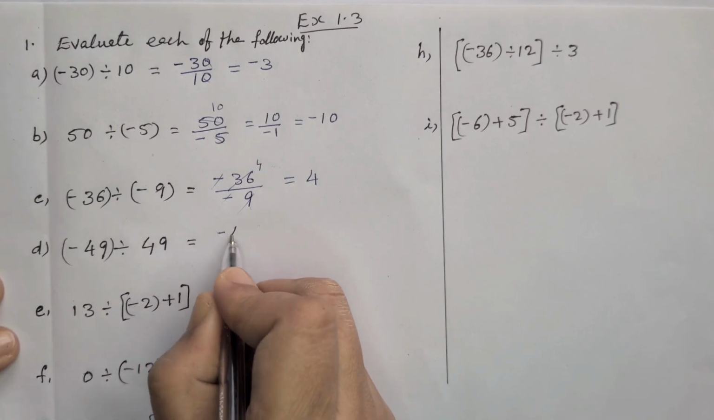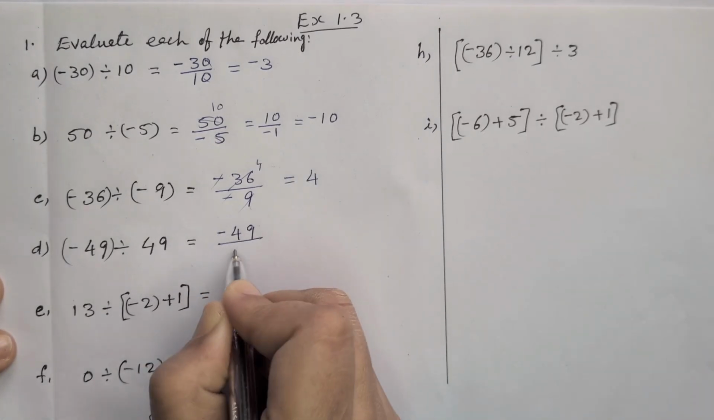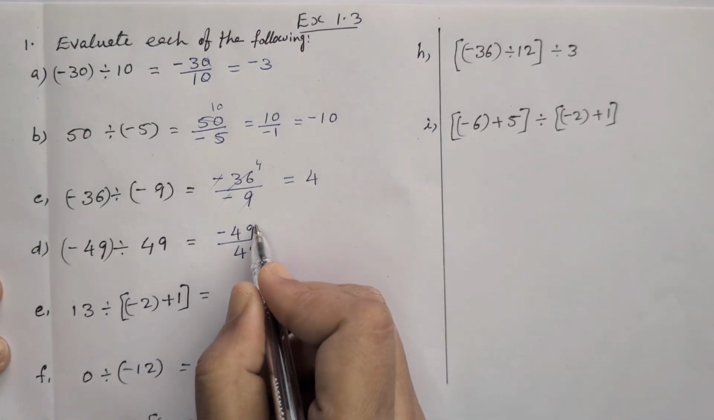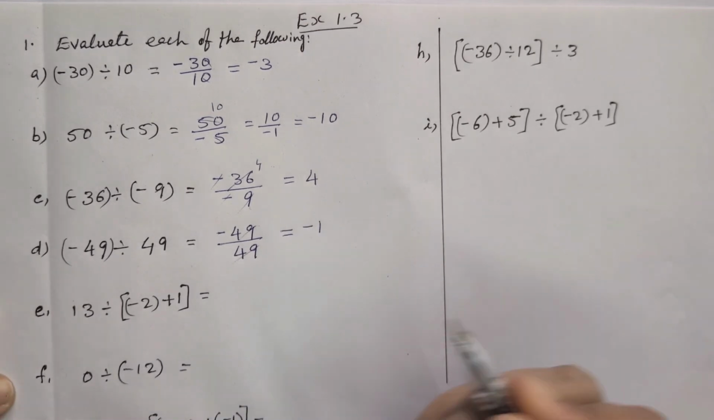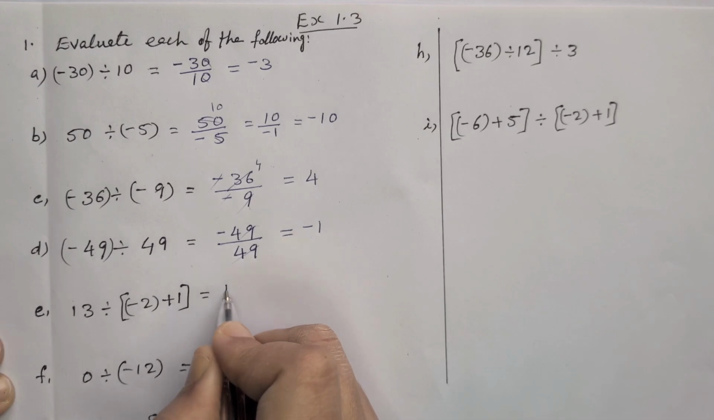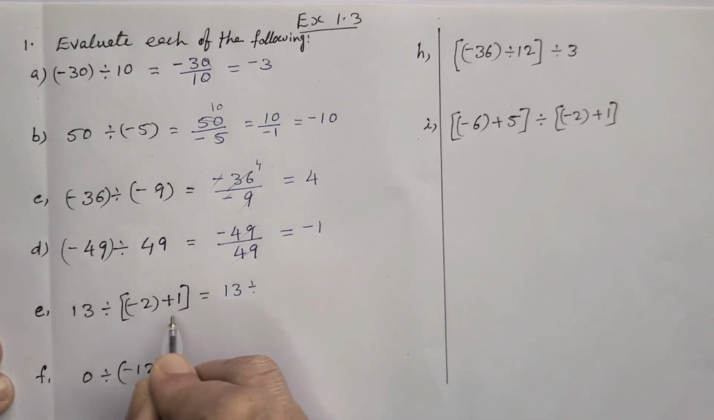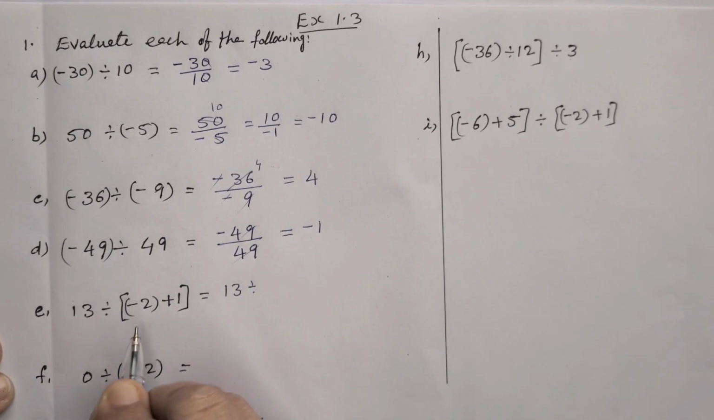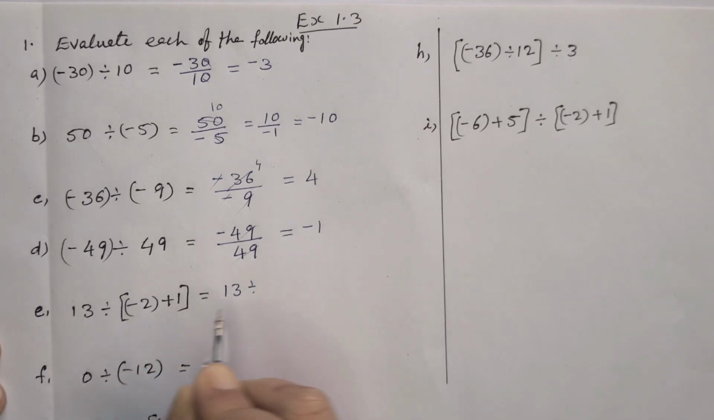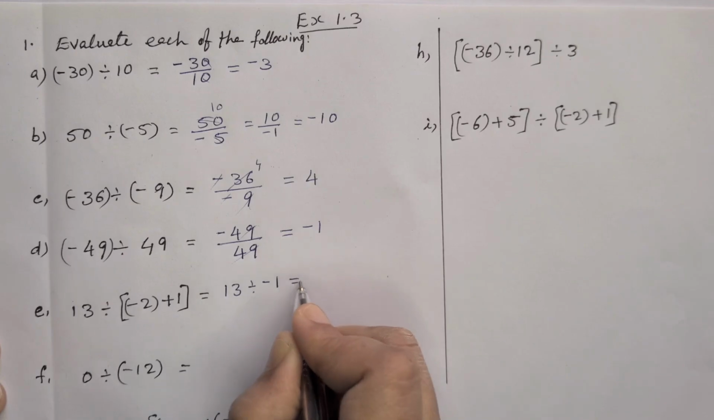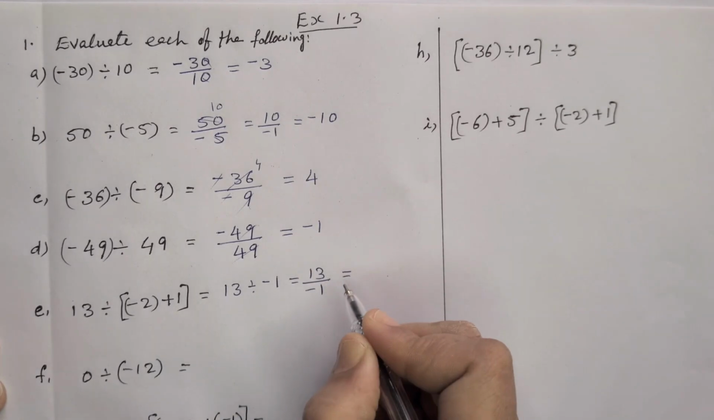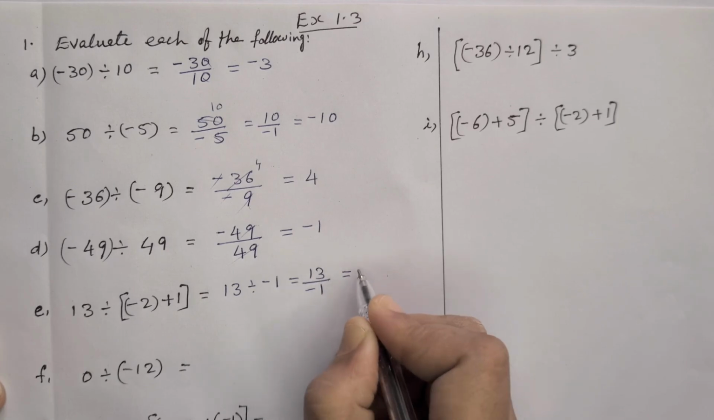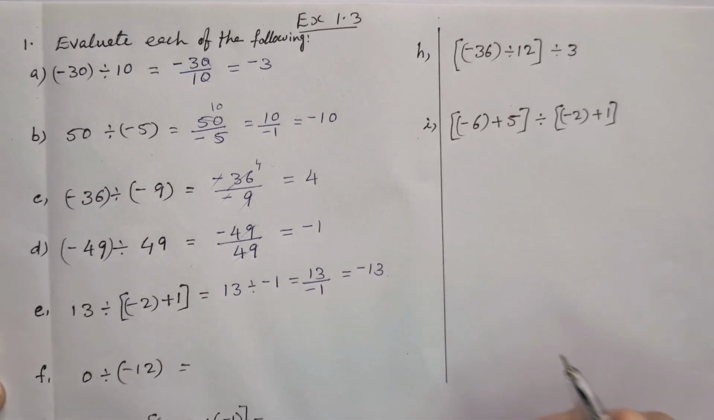Minus 49 by 49. We can divide by 49 itself. 1, that into minus 1, minus 1. Next, 13 divided by, there in the square bracket. First we got to solve that inside the bracket. Minus 2 plus 1, that is minus 1. Then 13 divided by minus 1 is equal to, when we are dividing with minus 1, that minus sign will come. So minus 13.